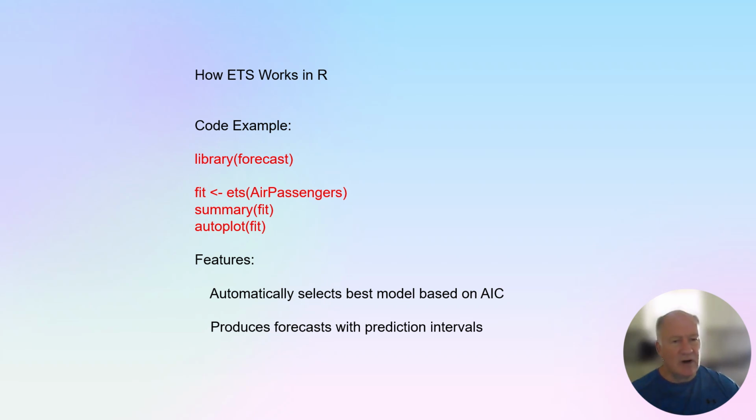So how it works in R is that we could, for instance, use a library called forecast, and we can fit the ETS model to, say, air passengers, and then do a summary of the fit and an auto fit. So it automatically selects the best model based on the AIC, and it produces forecasts with prediction intervals.